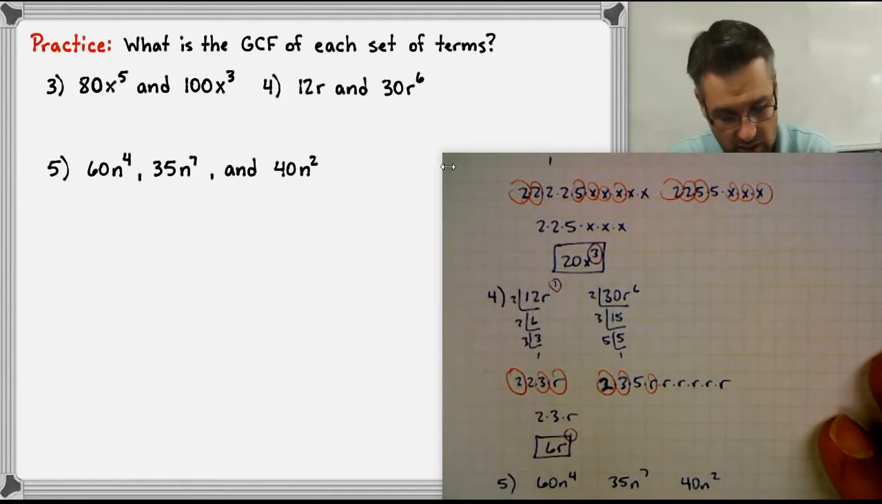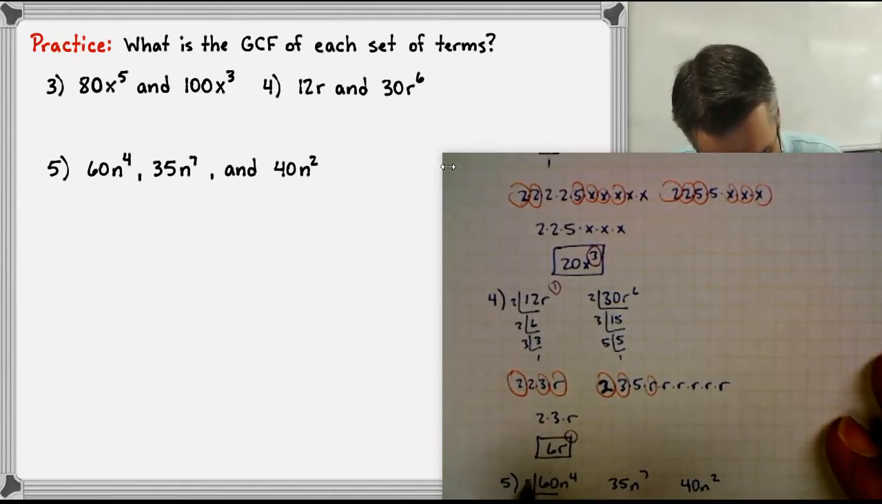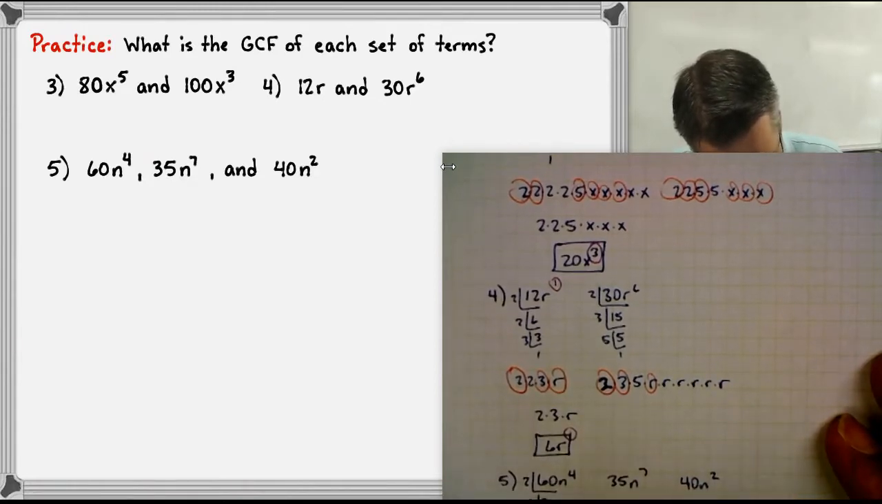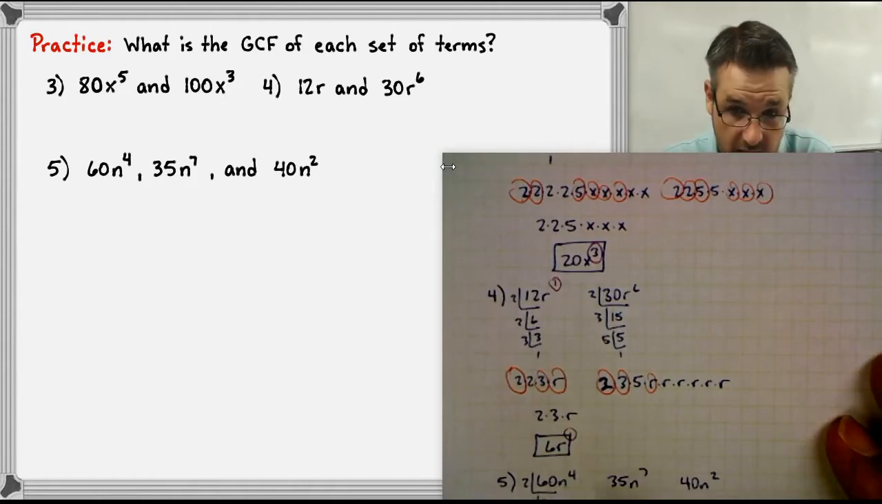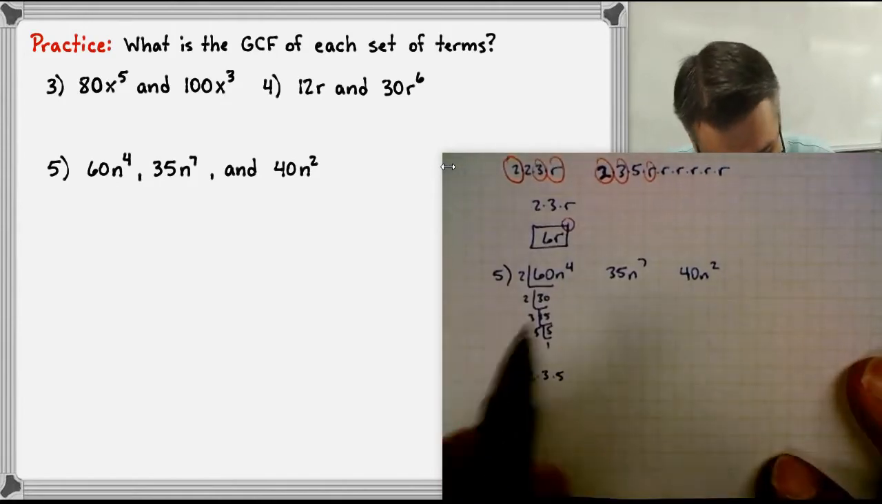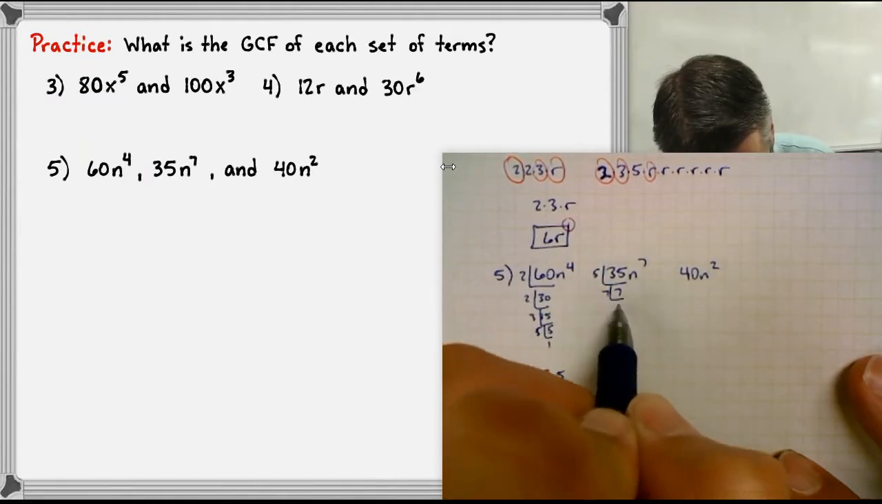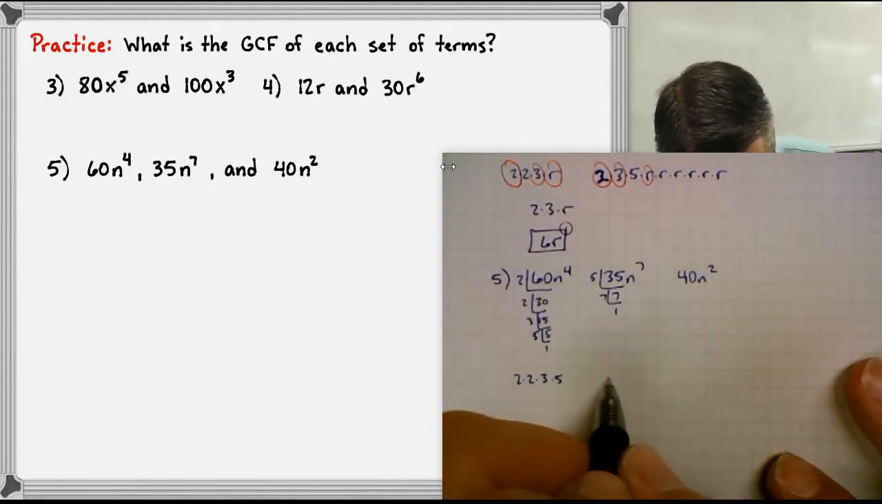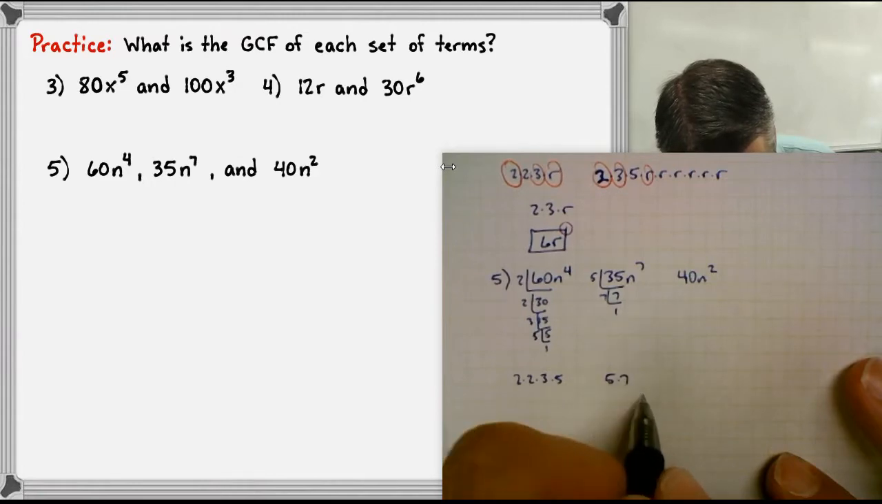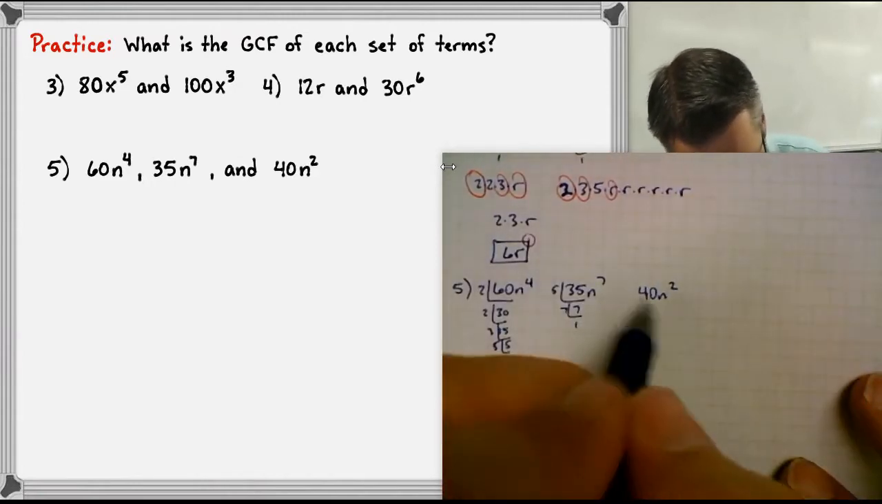We still have to do that with the numbers though. So 60 is 2 times 30, 30 is 2 times 15, 15 is 3 times 5, and then you're left with 1. So the 60 is going to be 2 times 2 times 3 times 5, and then we'll talk about the n to the 4th in a second. The 35, we can divide a 5 out of that, we're left with 7. Divide a 7 out of that, you're left with 1. So the factors there are 5 times 7. We'll deal with the n to the 7th in a second.